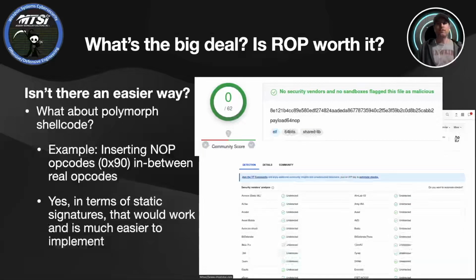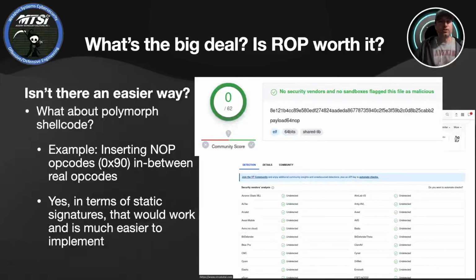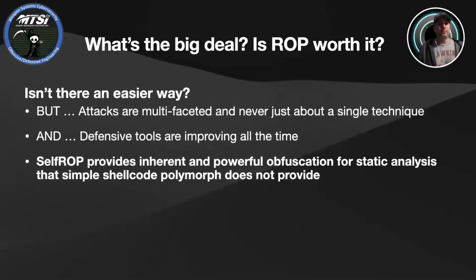And to some extent, you are absolutely correct. I did that exact same thing. I took the code from the Metasploit binary and I altered it to add in some NOP opcodes. Those are basically do-nothing operations in between all the real opcodes. And I took that binary and it was still functional. It still did a reverse shell, but I threw it up to VirusTotal. And what did it show? It showed 0 detections. So yes, in terms of static signatures, doing an alteration of the bytes of a shellcode would work just as well as ROP and would be much easier to implement.